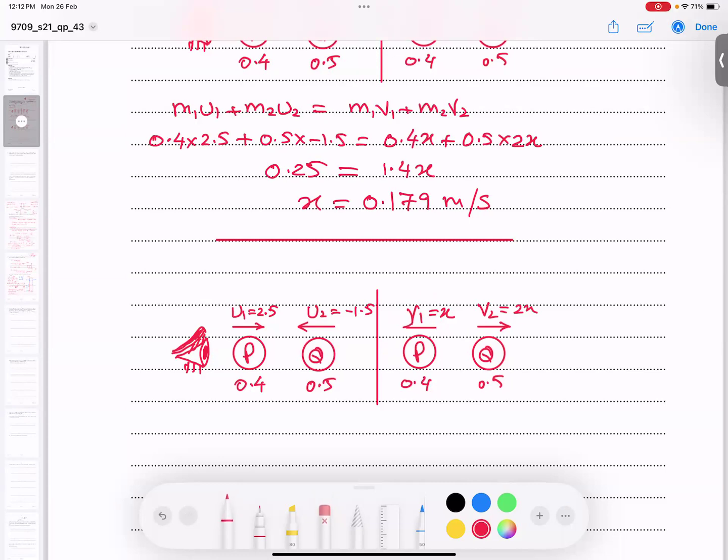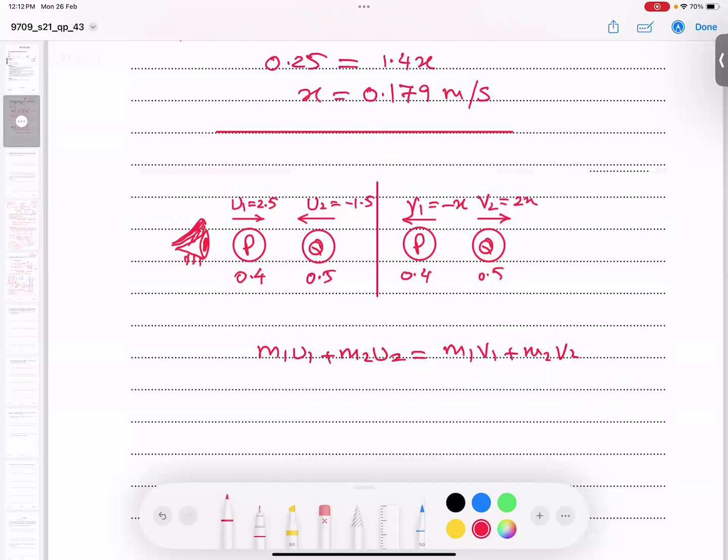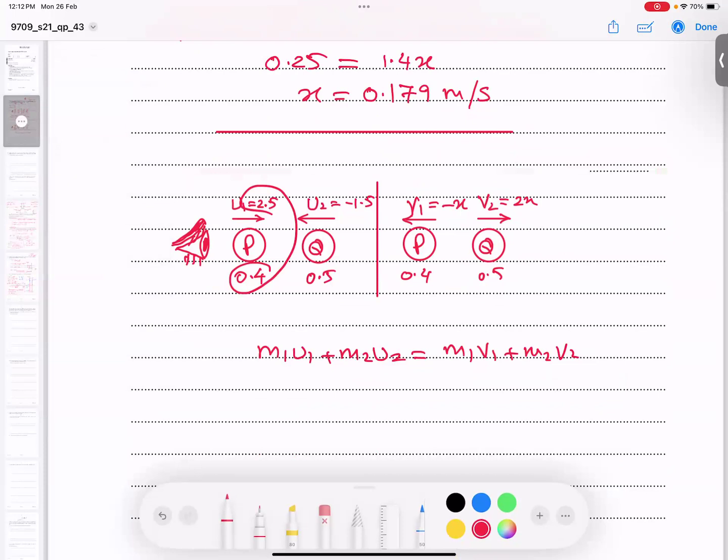So I put the arrow back. The whole story remains the same, only the direction will change. Because P is coming back to the observer, I will put negative x, not x. So let's try M1 U1 plus M2 U2 is equal to M1 V1 plus M2 V2. The left side remains the same, you know it very well.